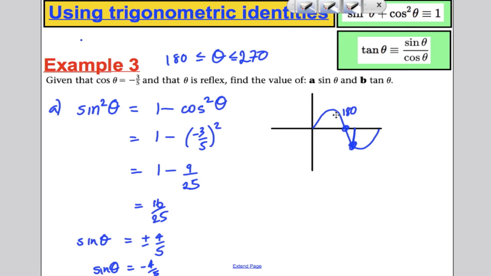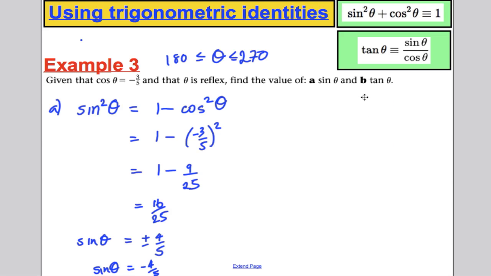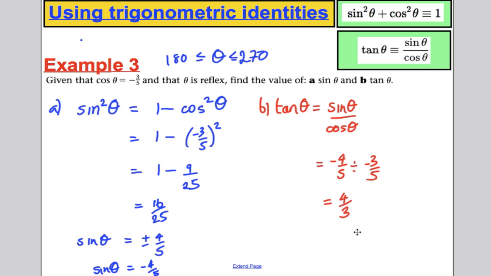Okay, and then tan theta, I'm just going to rub this out and do tan theta beside it so I don't have to go into another page, doing a different colour pen. What's tan theta? Well, tan theta is simple. Tan theta is sine theta over cos theta for the particular sine and cos we've got. So it's minus 4/5 divided by minus 3/5, which is going to be equal to 4 over 3. And we're done.